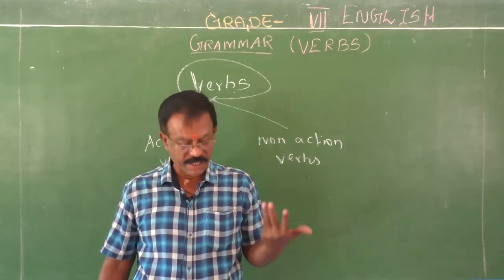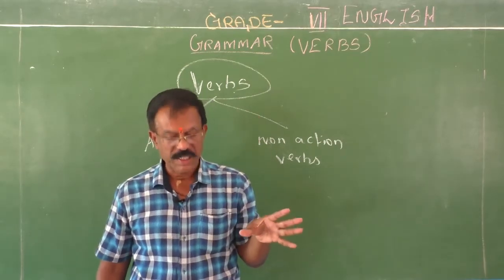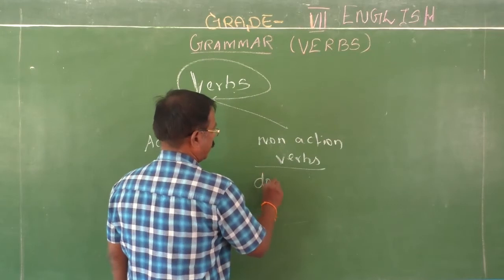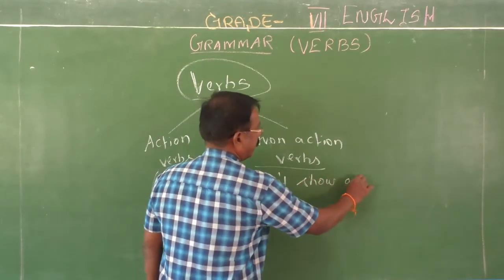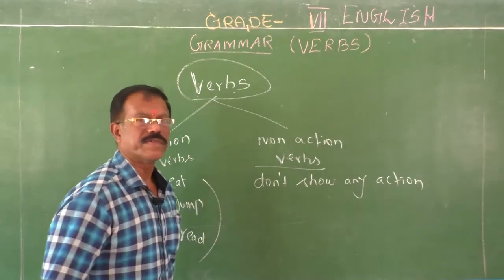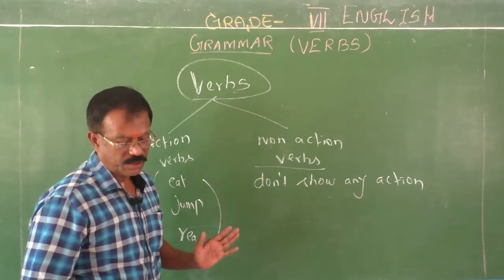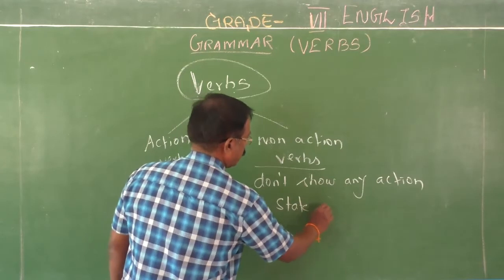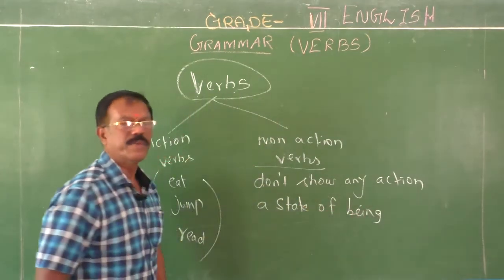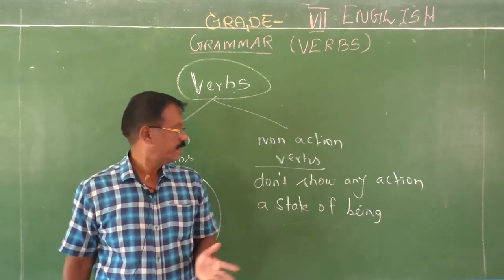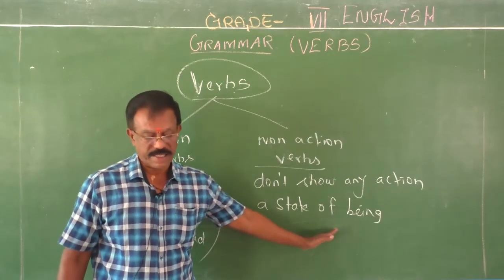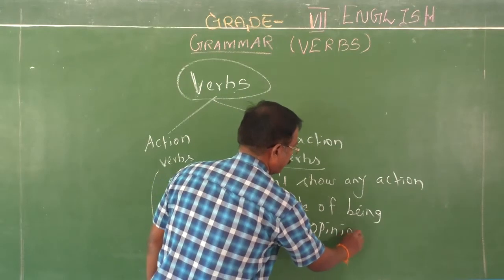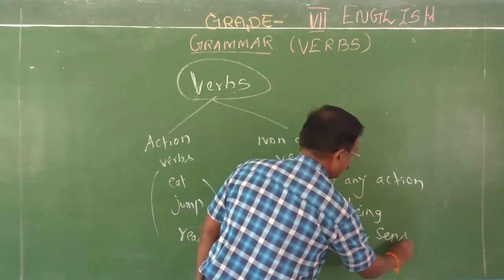Non-action words or non-action verbs do not refer to an action as such, but they represent a state of being. That's important. They don't show any action. They are called non-action verbs. They simply refer to or represent a state of being. They show a state of being, need, opinion, sense or preference. They show the need, they show the opinion, they also show the sense and the preference.